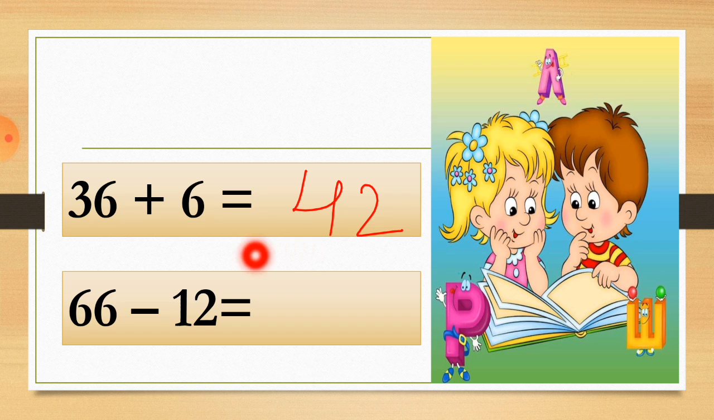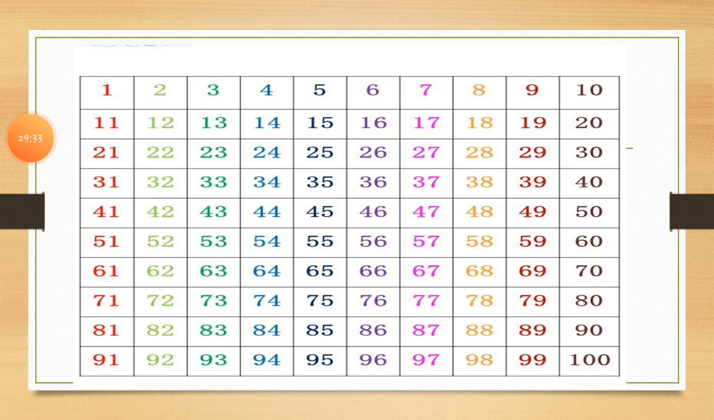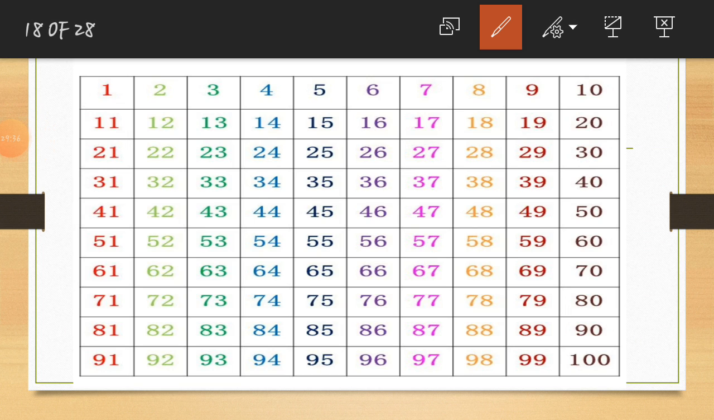Now let's see, we have to move back 12 steps. From the 66 number, we have to move back 12 steps, and then we get the answer. So let's see in the hundreds grid which answer we get. Just remember this number, we have to go 12 steps back from this 66 number. We have to go left side. So let's do this sum in the hundreds grid. Students, I circle 66 number here.